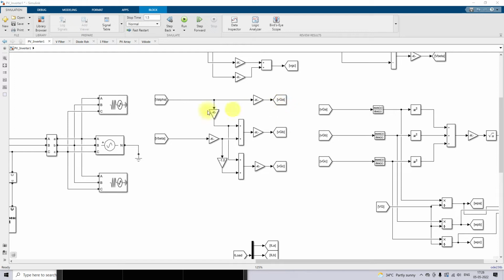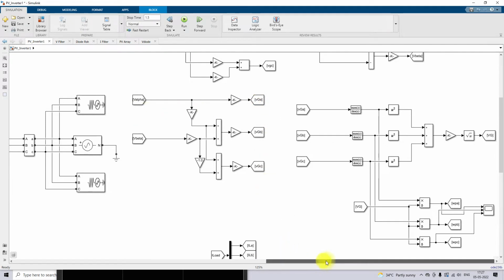After applying the alpha beta to ABC conversion, we process the voltages VGA, VGB and VGC via a band pass filter. It allows only a particular band of frequency, removing the other harmonics. Then we take the square of these voltages and add them, and finally we get the terminal voltage on the grid side.